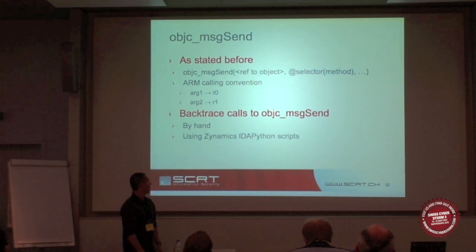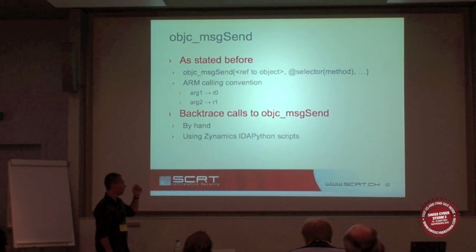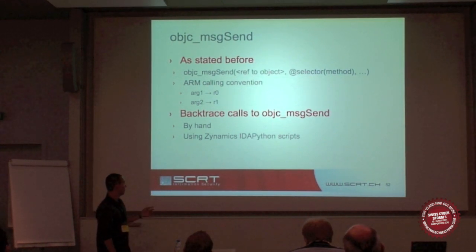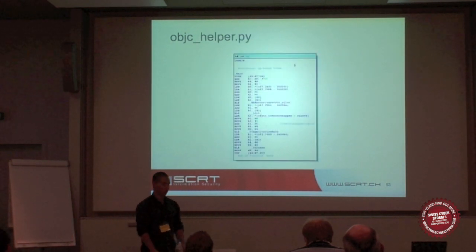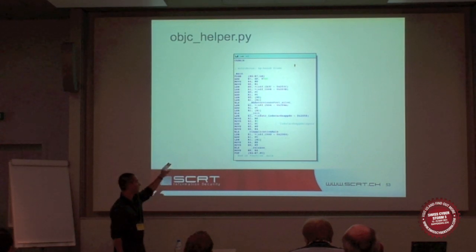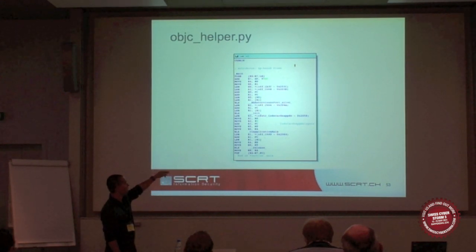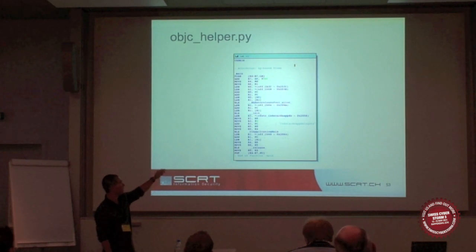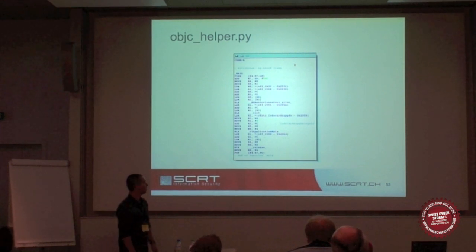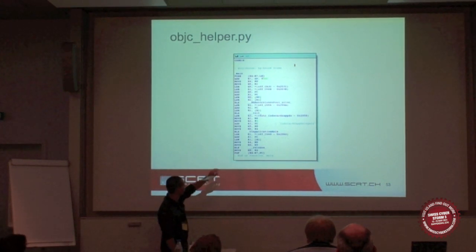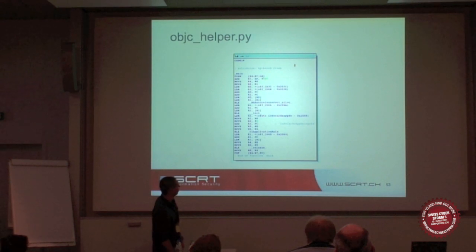And the other option is to use an IDA Python script made by Zynamics, and this is really useful to have, because it will patch the binary. Here it's the same disassembly as before, but all the calls to objc_msgSend are replaced by calls to object methods. So here we have a call to the NSAutoreleasePool class with the method alloc.